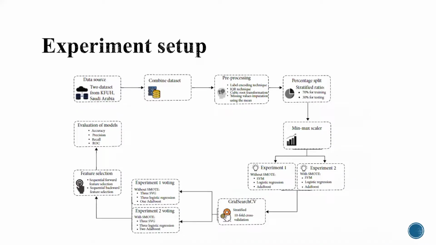So in the experimental setup, you can see here the data source: two data sets combined together. Under pre-processing, we have the label encoding technique, the query technique, and some missing value imputation using the mean. Sometimes you have missing values. If the missing values are not too many, then we go for treatment of those missing values.